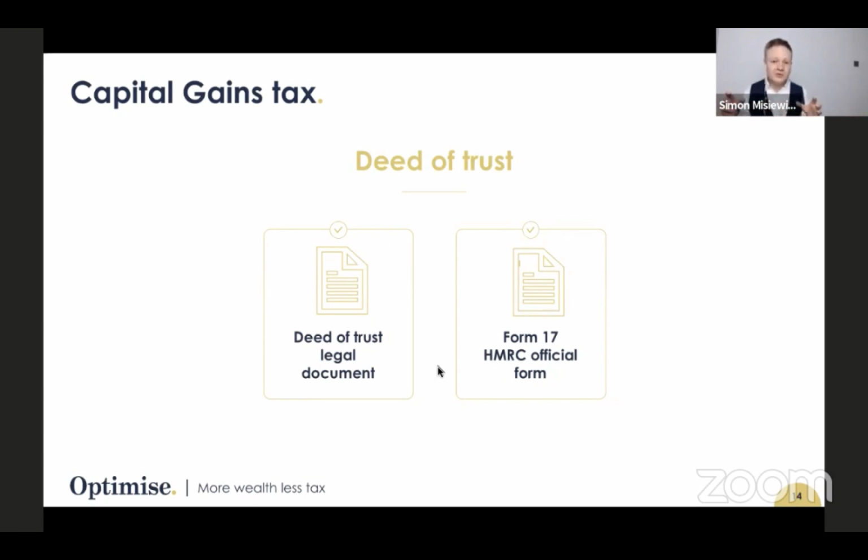Now, if you've got a property that is 50-50 owned, then you are going to have to also tell HMRC that the property is no longer jointly owned. You're going to have an interest in the property, but not necessarily 50-50.